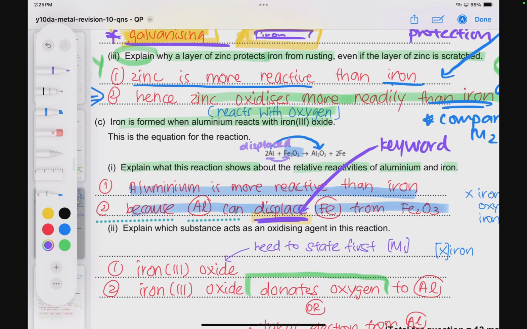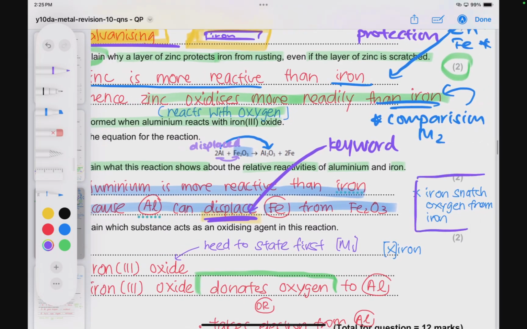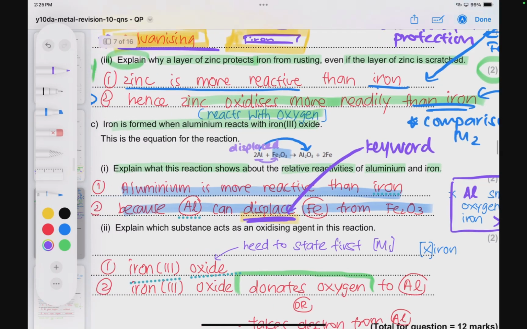So you need to use the word displace. It would be wrong if you were to use the words aluminium snatch oxygen from iron. So this would be wrong. Al snatch oxygen from iron is not precise, it won't be considered a keyword. So use the word displacement or displace.